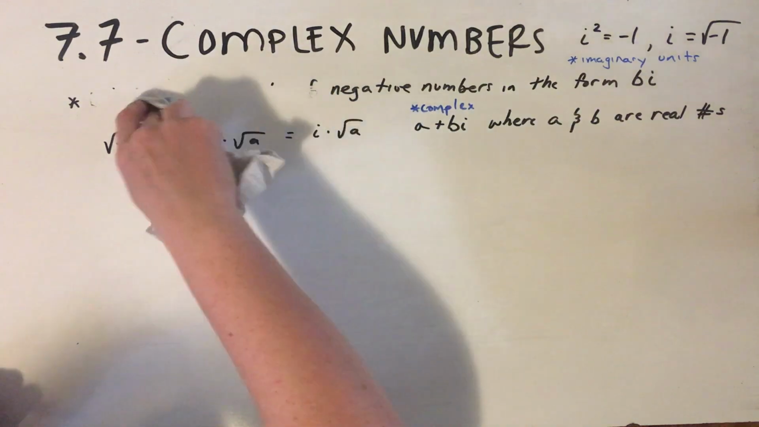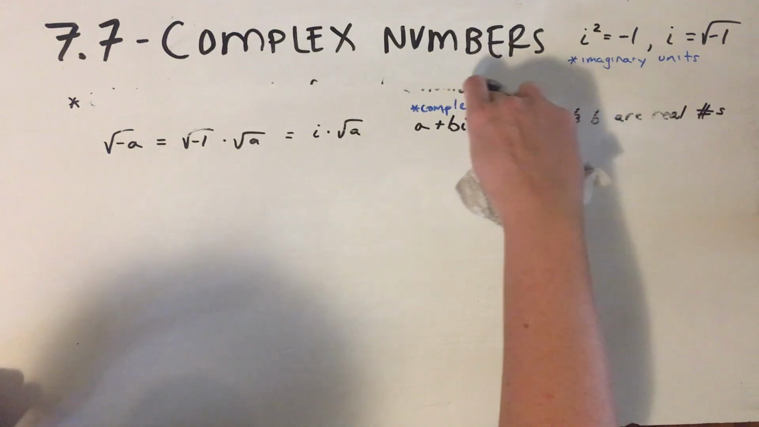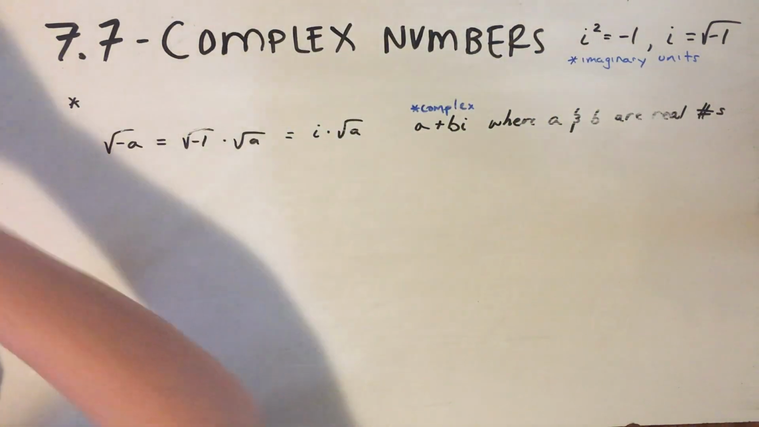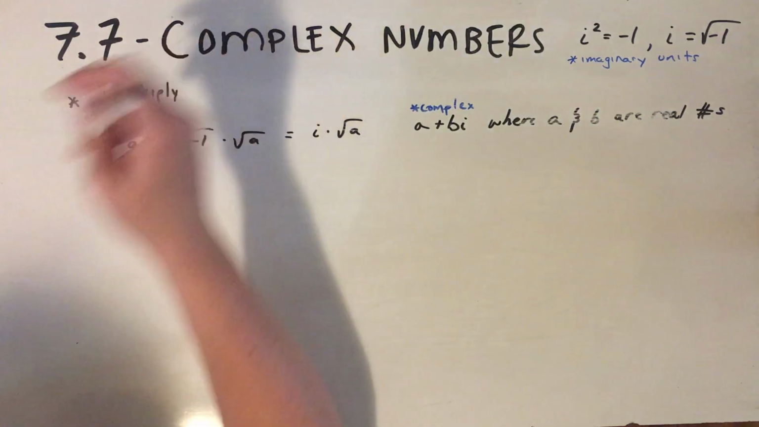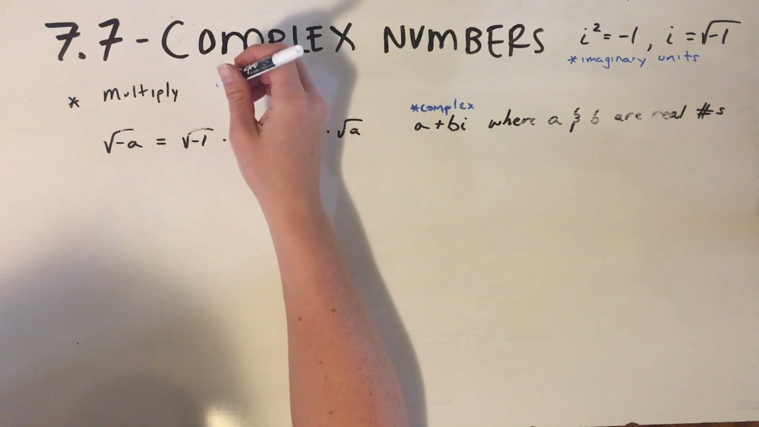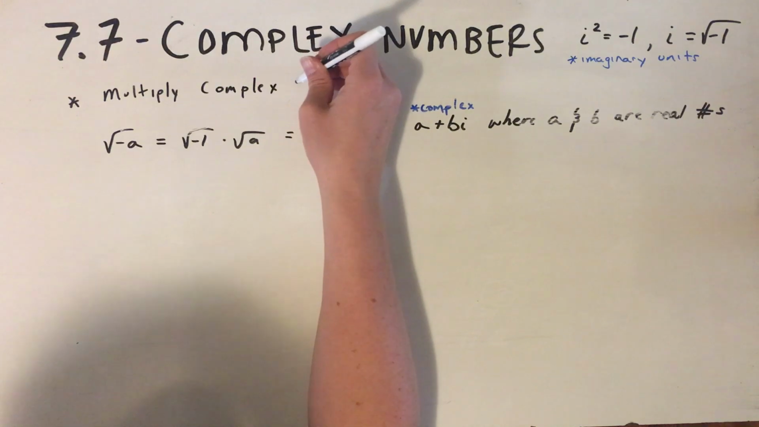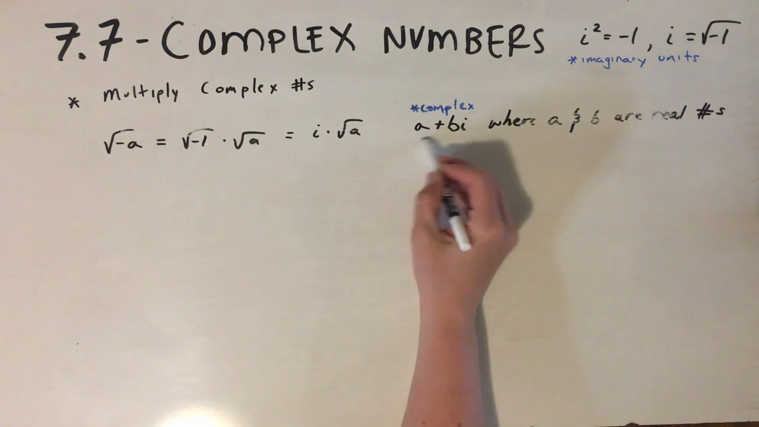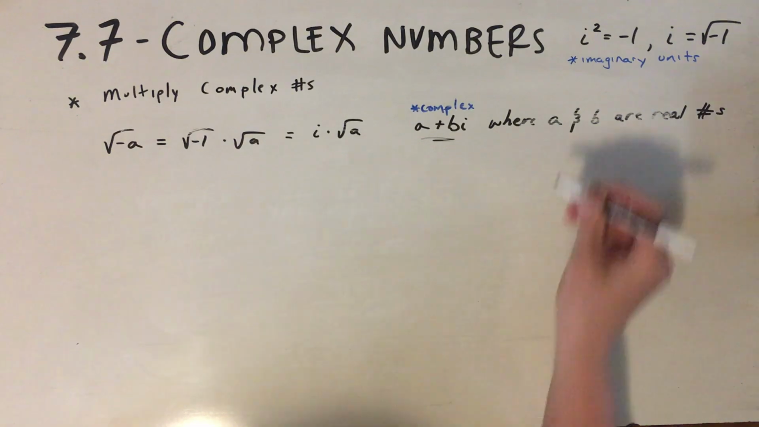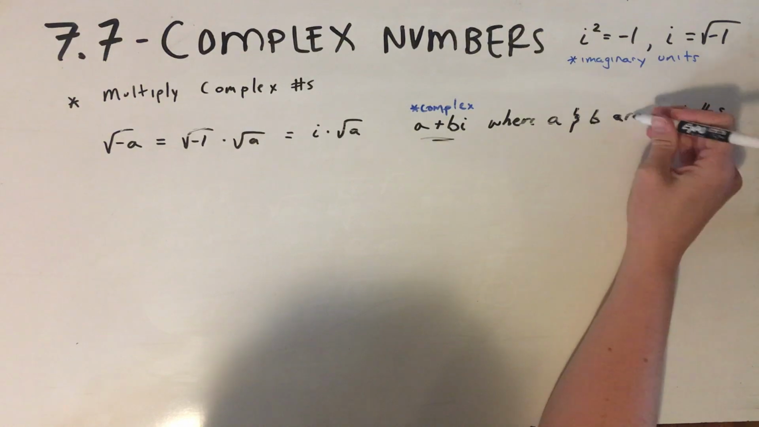The goal here is to multiply and divide, I'll just do multiply right now, multiply complex numbers. So I'll show several different examples. Again, this is multiplying complex numbers. And that means we're going to be looking for them to be written in this form here. Again, a and b are real numbers.